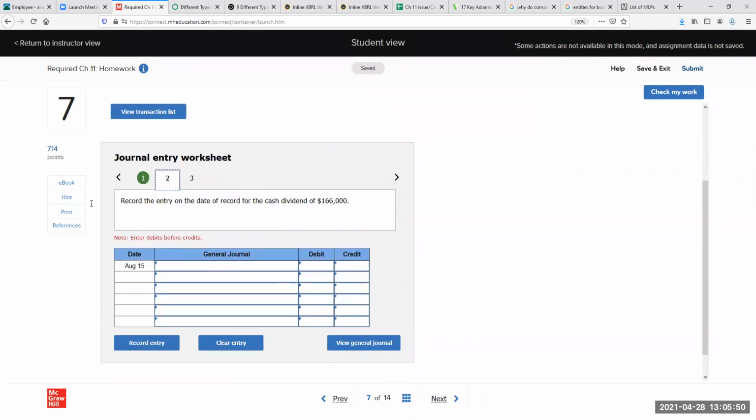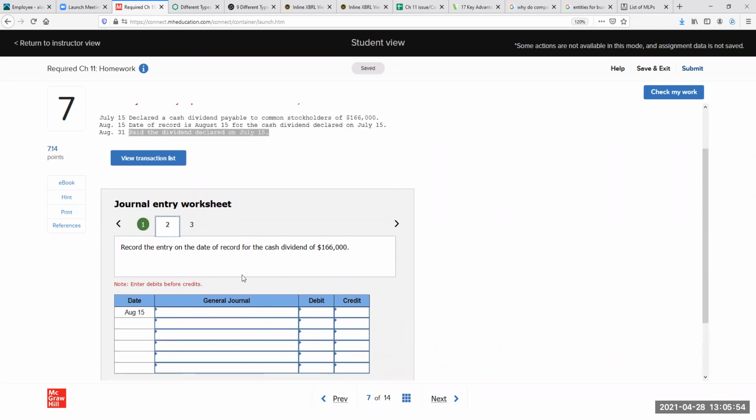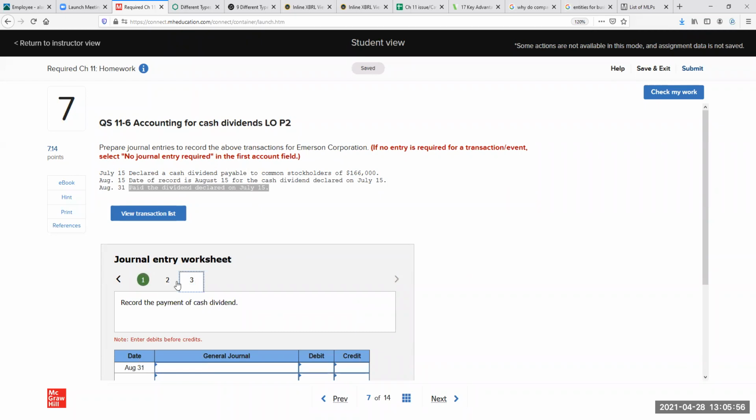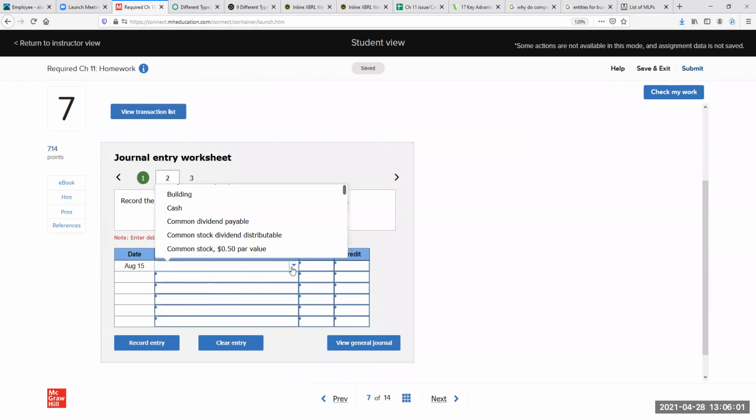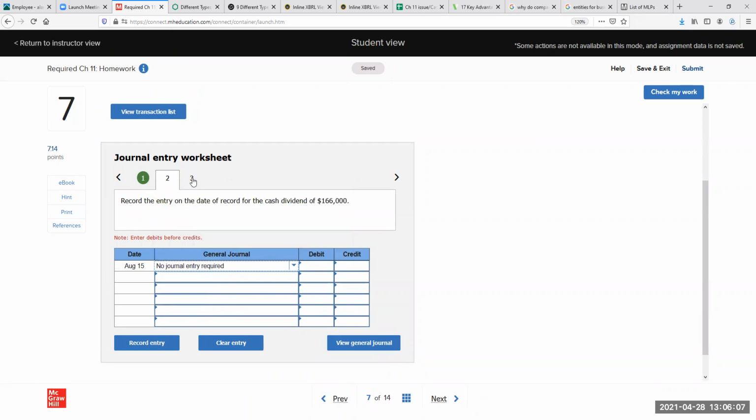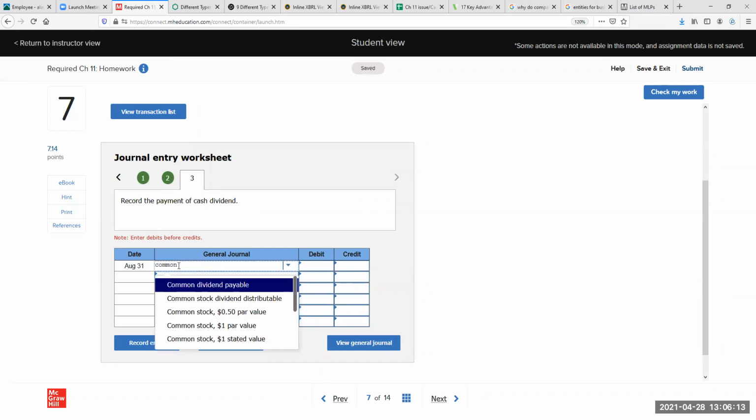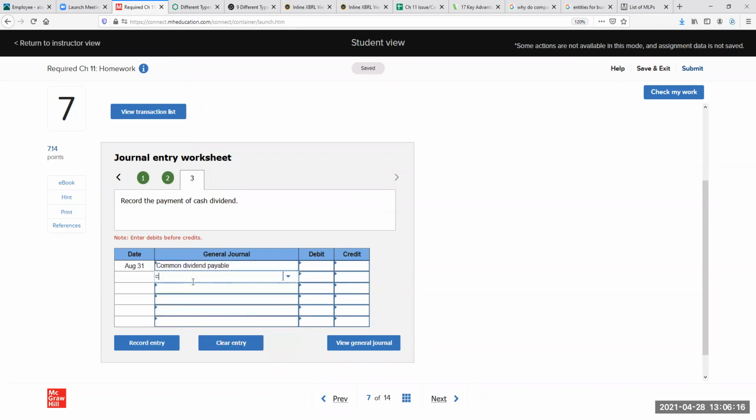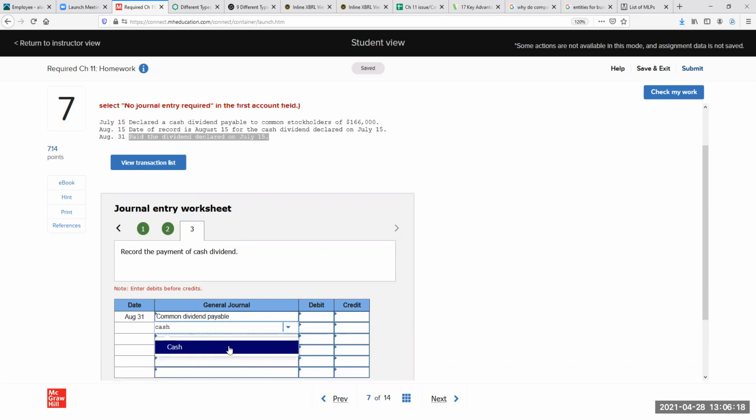So here on this date, record the entry on the date of the record for the cash dividend. And then what's over here? Record the payment. So here on the record, there's no entry to my knowledge. No journal entry. Then over here, it's just the opposite. Common dividend payable, and you've got to pay the cash to the people.